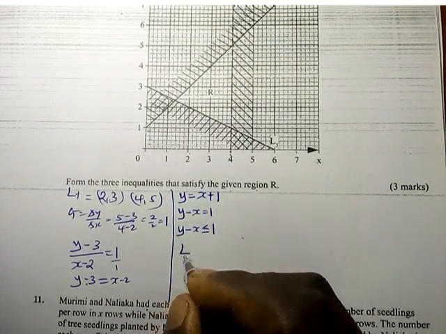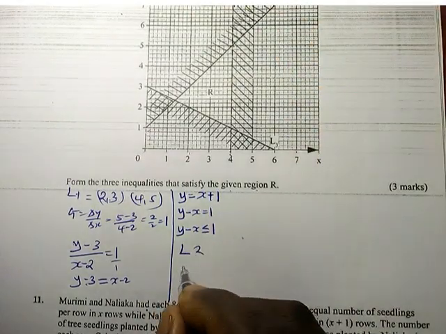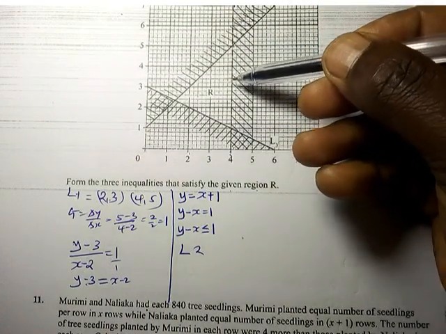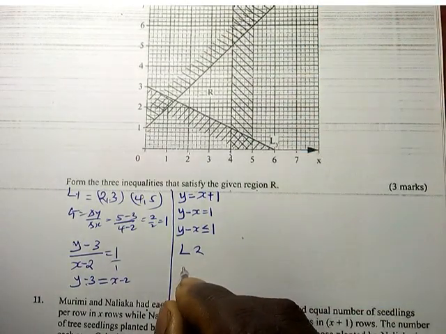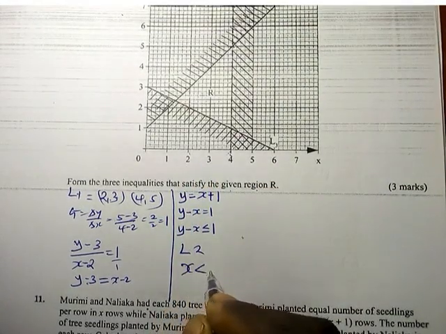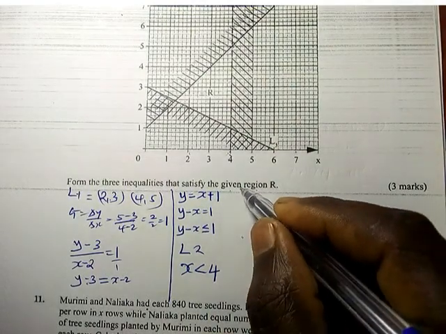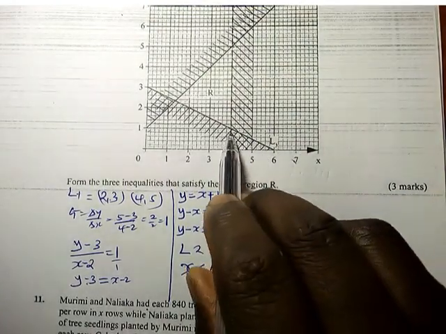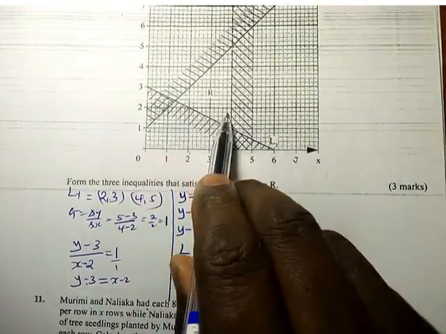Line L2. Line L2 straight away, hii line inapita kwa 4 na iko less. So that one is very easy, inapita kwa x. X is less than 4. Hiyo imeisha. Tunaenda kwa line L3. L3 lazima pia utafute points mbili, utafute gradient like that.